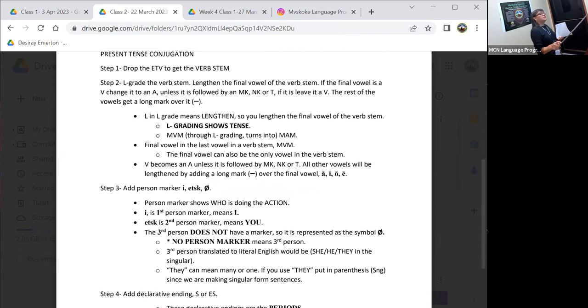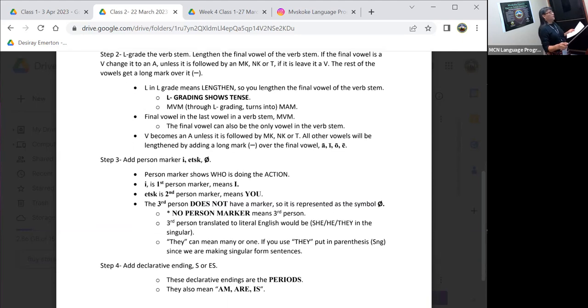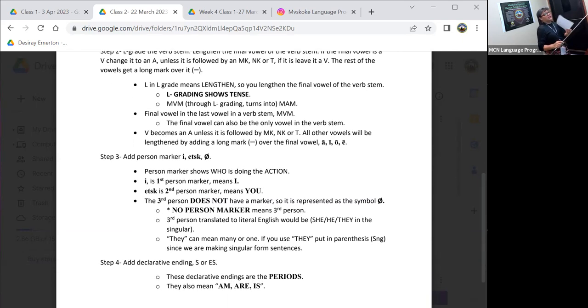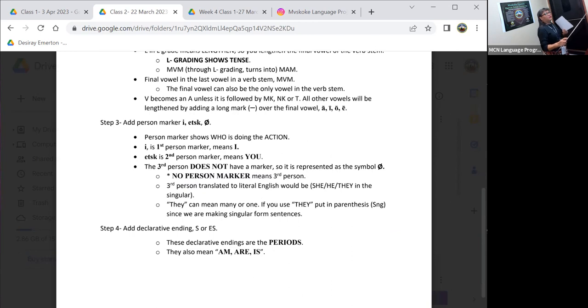Present tense conjugation, again: drop the ETV to get the verb stem, L-grade the verb stem, lengthen the final vowel of the verb stem. If the final vowel is a V, change it to an A unless it's followed by MK, NK, or T. If it is, leave the V. The rest of the vowels get a long mark over it. L-grade means lengthen the final vowel of the verb stem. L-grade shows the tense. MVM through L-grading turns to MAM.